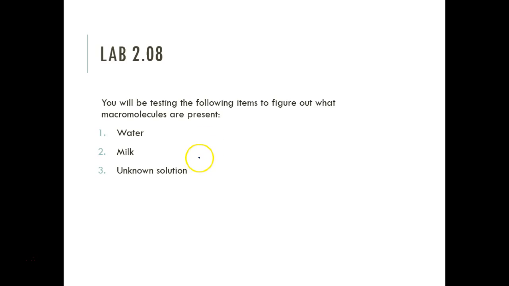In the lab, you'll be testing the following items to find out what macromolecules are present. We'll be testing water, milk, and an unknown solution. Obviously, water does not have any macromolecules. So when you test water with Sudan 3 and the other two chemical indicators, they should all be negative tests.